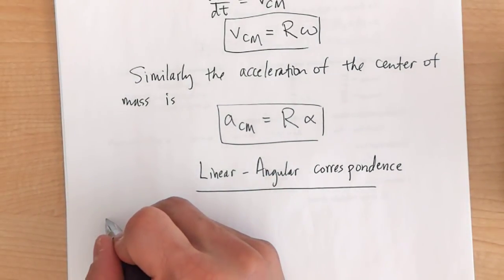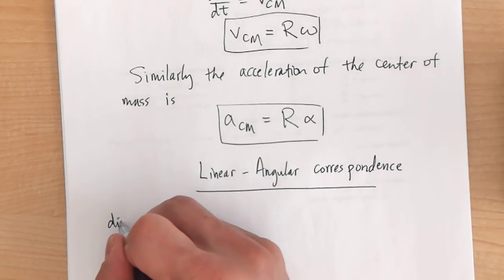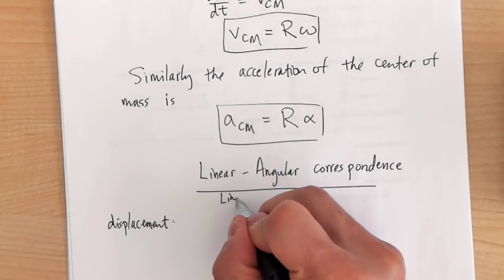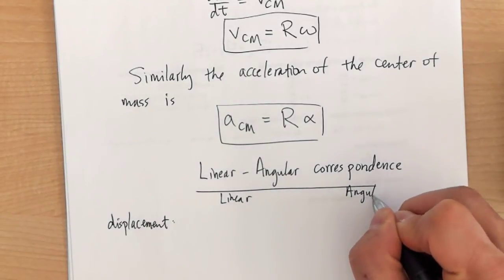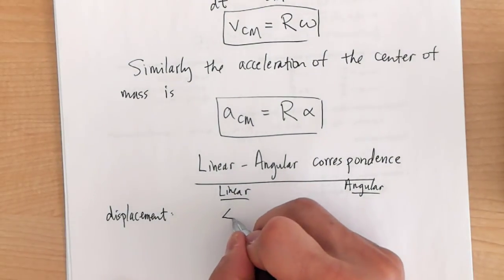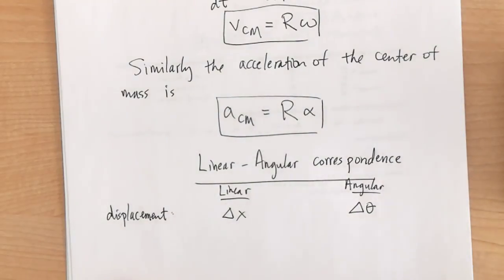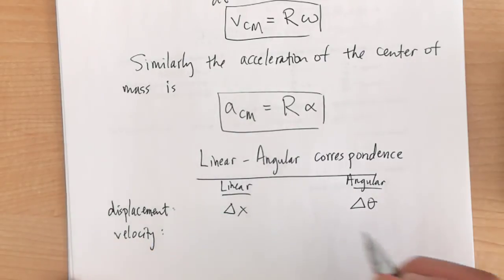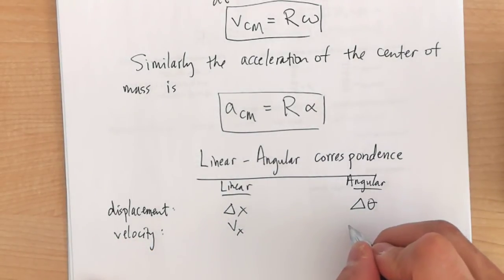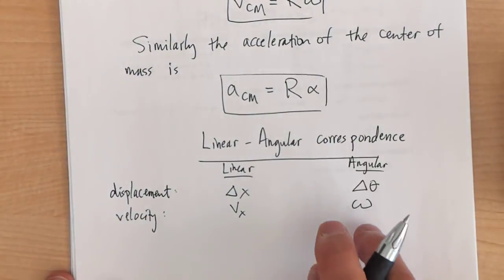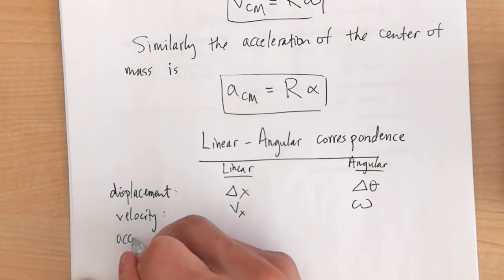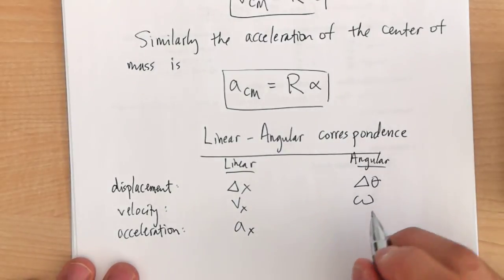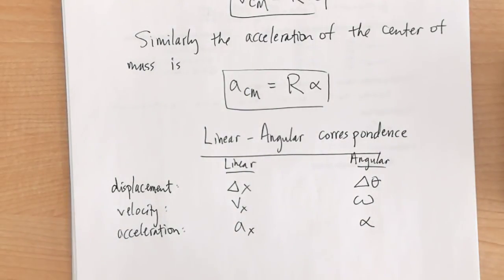We have displacement. For the linear case we had delta x. For the angular case, the displacement would be just the change in the angle, delta theta. For velocity, we had vx. Over here, we would just have omega. Okay, angular velocity, linear velocity. And then for the acceleration, we had ax, acceleration linearly. And then we have the angular acceleration.